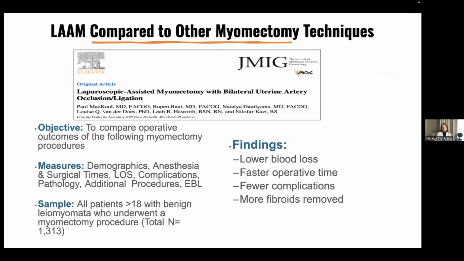If a lot of you are interested in looking at this article, you can definitely pull it up online. It's a laparoscopic assisted myomectomy paper comparing this procedure to other myomectomy procedures. And this was 1,300 patients. So we took 1,300 patients that underwent surgery at Holy Cross Hospital, which is in Silver Spring, Maryland, over a 2-year period. Some of these patients had open surgeries, some had minimally invasive surgeries. We took all of those surgeries and looked at the complications, how long the surgery took, the blood loss, all these different parameters, and compared them. And what we found was that the LAM procedure had lower blood loss compared to other procedures. It had faster operative time and fewer complications, and more fibroids were removed. If you want more details, I encourage you to look at this paper.